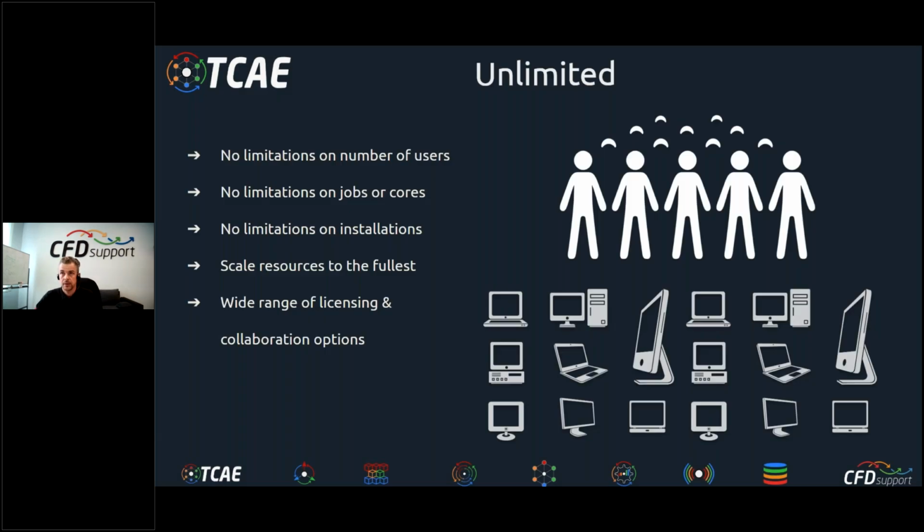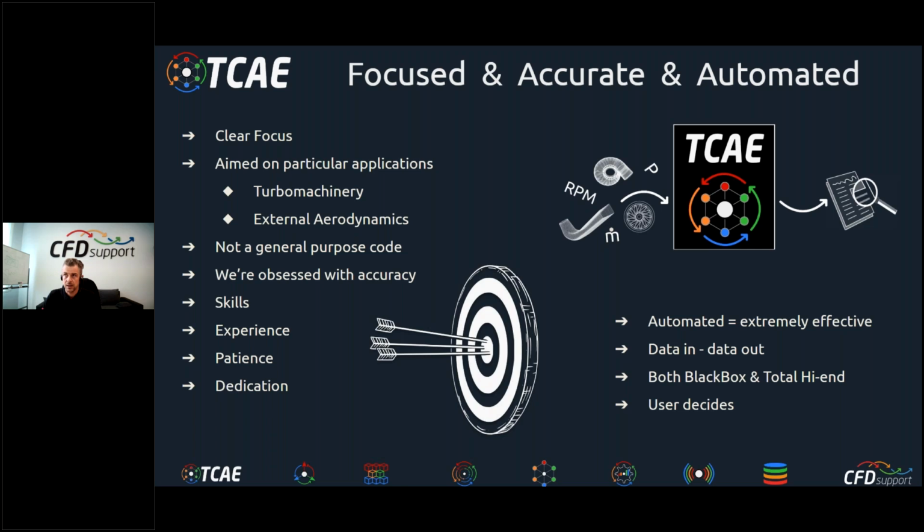Yeah, the license is typically unlimited, so there are no limitations on the number of users, job scores, or hardware installations. So you can be sure that you can use your resources to the fullest. TCAE is very accurate because it's dedicated specifically to turbomachinery applications and also to external aerodynamics. So it's not a general purpose code. It's a focused code, and that allows it to be accurate. And it's well automated.